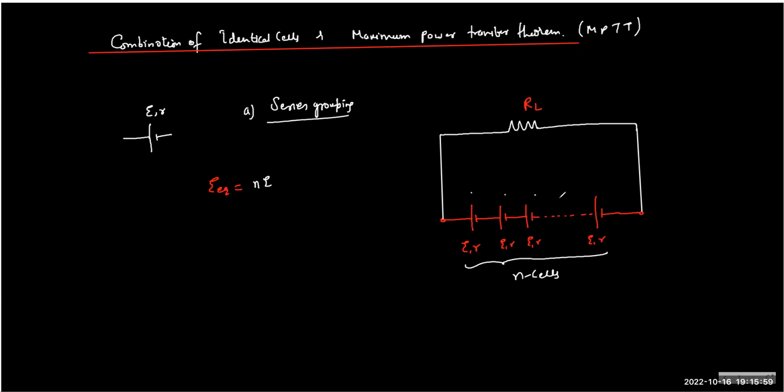Okay. What is the equivalent resistance of the combination only? Every resistor is in series. What is the R equivalent of the series combination?